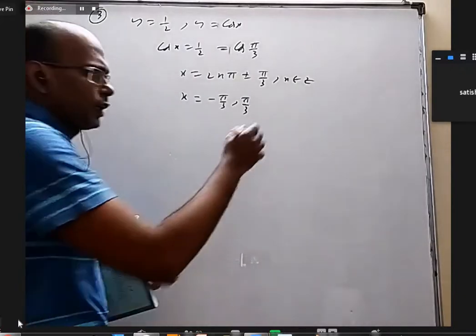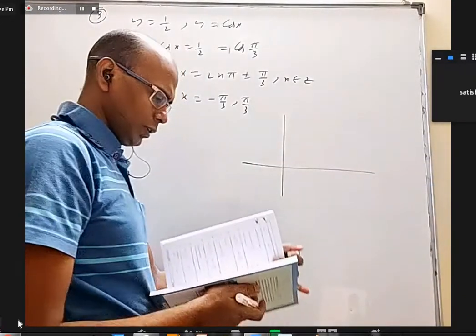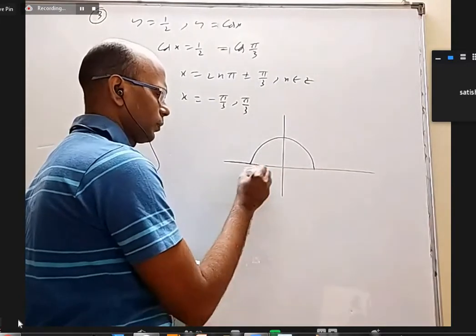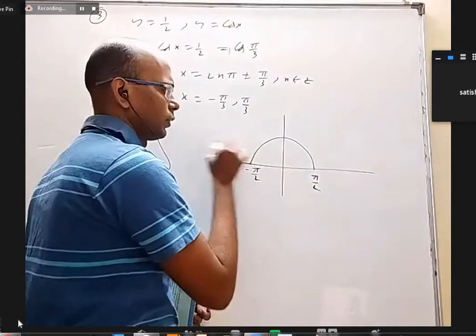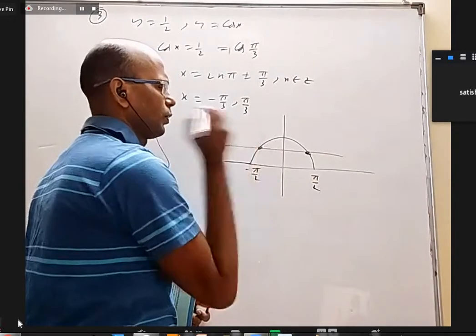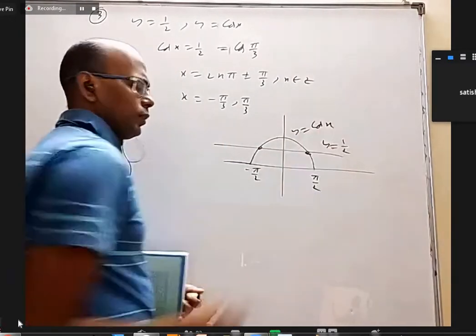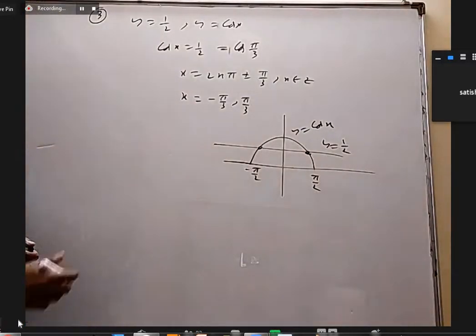Even if you look at the graph, they want only between minus pi by 2 to pi by 2. The graph of cos x is just one loop here, the upper one. If we take y equal to 1 by 2, there are only 2 points of intersection. Okay, this is a fairly easy one, nothing complicated.